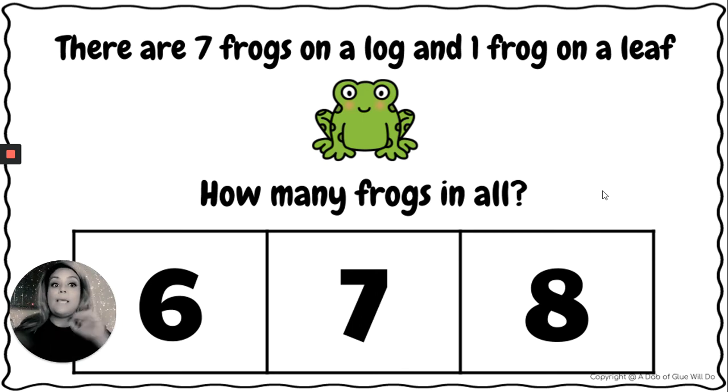Whoa, there were 7 frogs on a log. And guess what? There was 1 frog on a leaf. Boop. How many frogs were there in all? That's right. There were 8 frogs in all. 7 plus 1 equals 8. Write it.